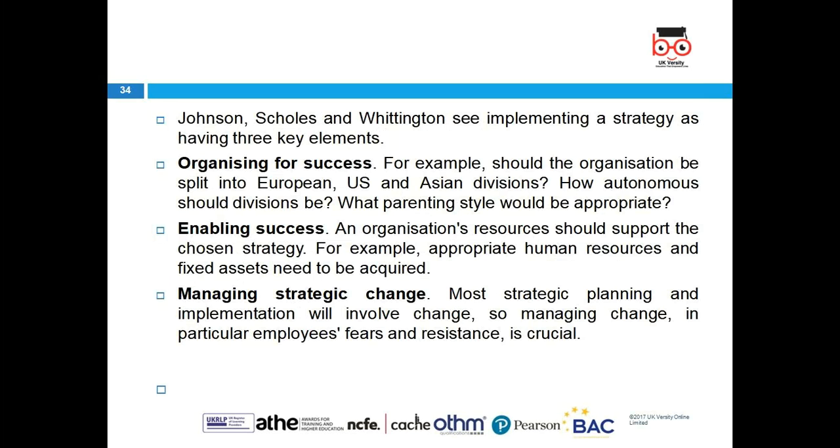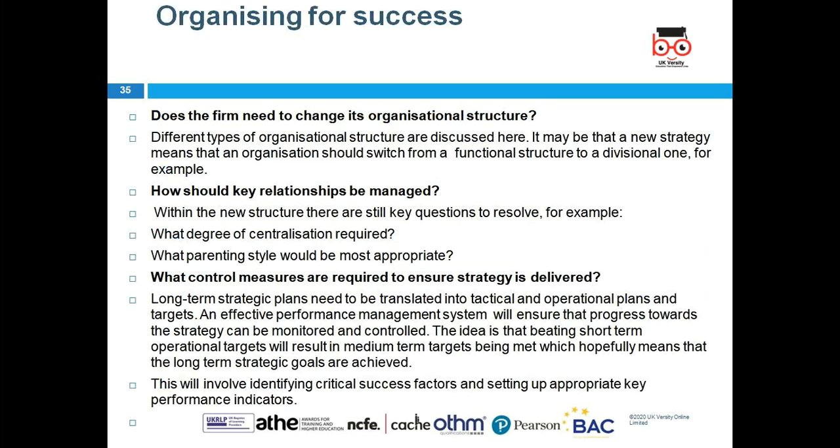For example, should organizations split into European, US, and Asian divisions, with autonomous divisions, and what parental style should be appropriate, enabling success. Organization resources should support the chosen strategy. For example, appropriate human resources and fixed assets need to be in place. In managing strategic change, you carry on changing your plan, and the fear and resistance need to be well managed, and you need to understand the motivator and demotivator factors.